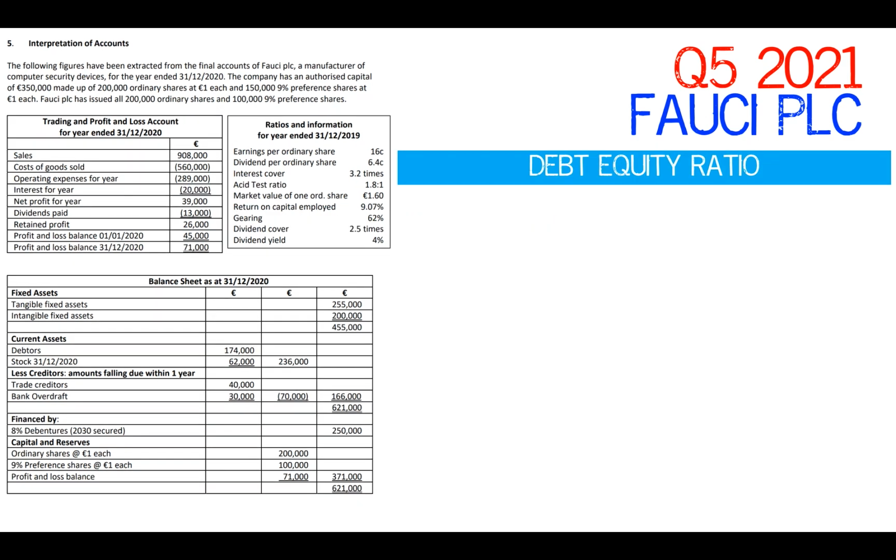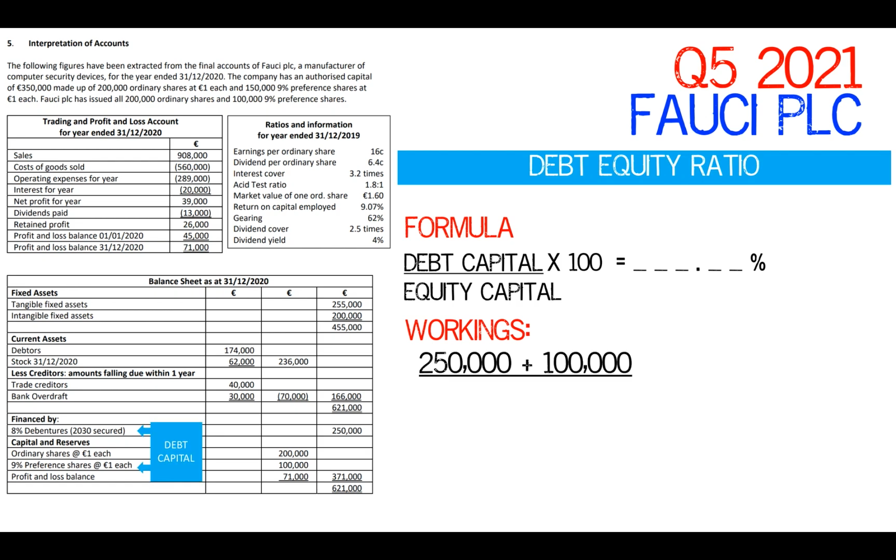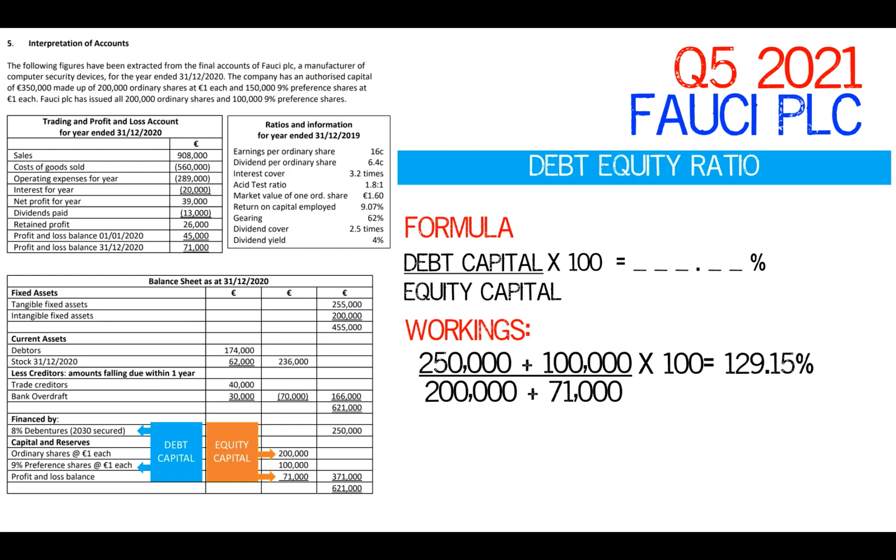Okay, the debt equity ratio then. The formula for this is our debt capital, which you saw was the two with the percentages beside them, 8% and 9%, so the 250 and the 100, over the equity capital. Equity capital is shareholders' funds, so 200,000 plus 71,000. Overall, it's 250 plus 100 over 271. Multiply that by 100 and we get 129.15%.